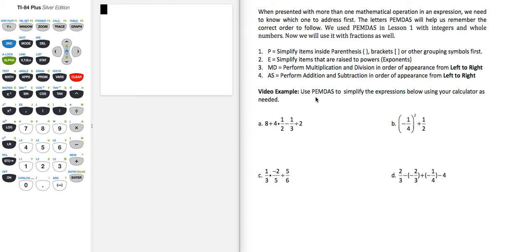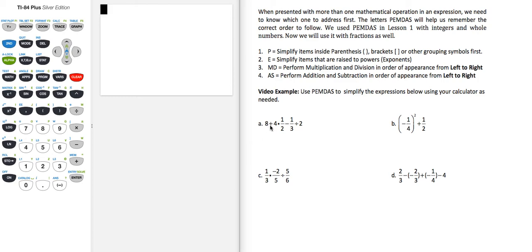Here we're asked to use PEMDAS to simplify the expressions below using our calculator as needed. PEMDAS: P is parentheses and brackets, E is exponents, MD is multiplication and division in order of appearance from left to right, AS is addition and subtraction in order of appearance from left to right. Let's see how this helps us work through these examples.